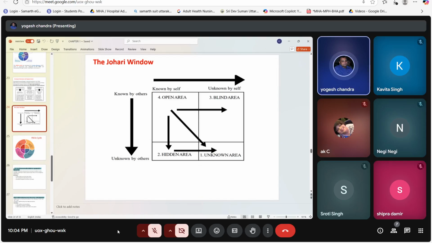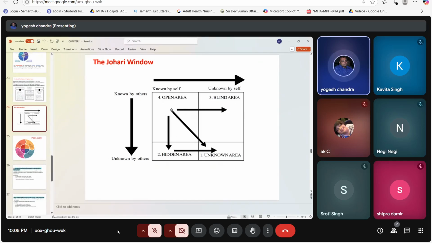It is a kind of communication window. It is a kind of matrix. There are two axes. One is known by self and unknown by self, and the other, the y-axis, has known by others and unknown by others. And the direction of the arrow shows the increasing potential of that thing.